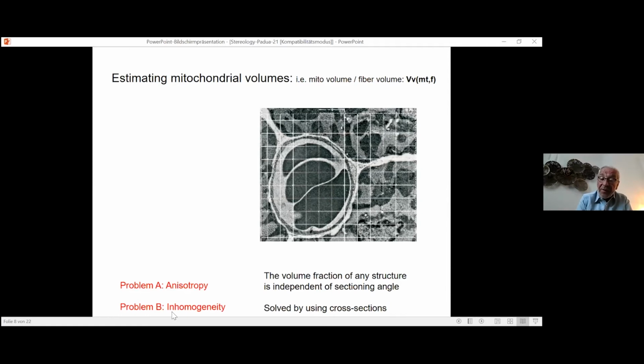And the problem of muscle inhomogeneity, if you're interested in overall muscle data, is solved by using cross sections, because then you have the largest number of fibers on one single section. So you get a good average of muscle tissue. Of course, you can sample within a muscle fiber, but that requires you to be able to identify individual fibers at the level you're doing your analysis.